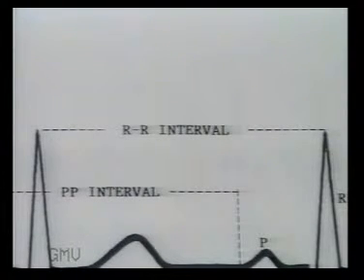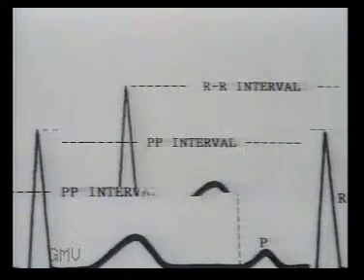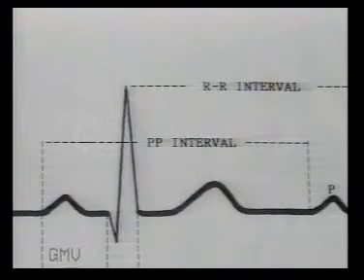The time interval from the apex of one R wave to the apex of the next R wave is termed as the RR interval. RR interval is related to the heart rate or rate of ventricular contractions. The time interval from the beginning of one P wave to the beginning of the next P wave is termed as the PP interval. The PP interval indicates the rate of atrial contractions. Under normal circumstances, the RR interval and the PP interval are both equal.